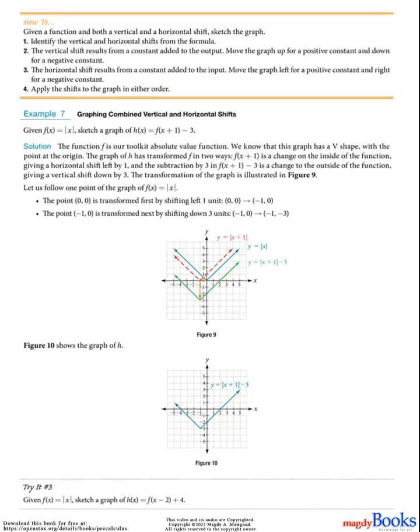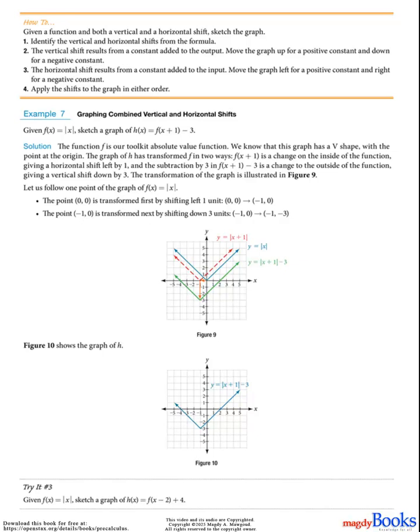F of x plus 1 is a change on the inside of the function, giving a horizontal shift left by 1, and the subtraction by 3 in f of x plus 1 minus 3 is a change to the outside of the function, giving a vertical shift down by 3. The transformation of the graph is illustrated in Figure 9. Figure 9. Y equals the absolute value of x. Y equals the absolute value of x plus 1. Y equals the absolute value of x plus 1 minus 3.